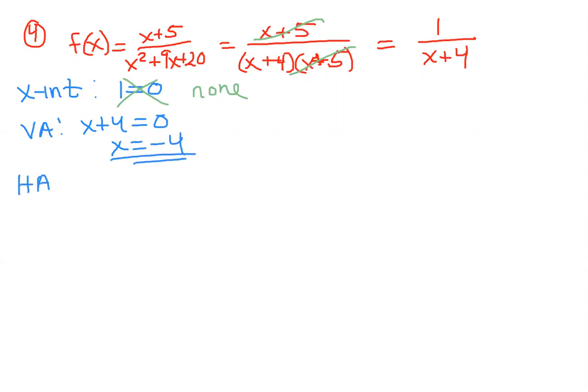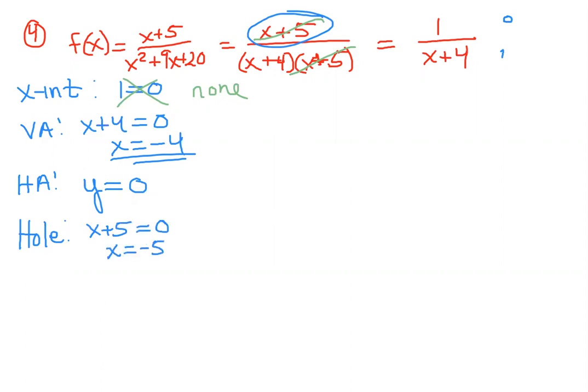Horizontal asymptote: you look at the degree. What's the degree of the numerator? 0. What's the degree of the denominator? 1. When the degree of the numerator is less than the degree of the denominator, the horizontal asymptote is y equals 0, or the x-axis. Hole: you take what you crossed off, x plus 5. Set it equal to 0, and you get x equals -5.